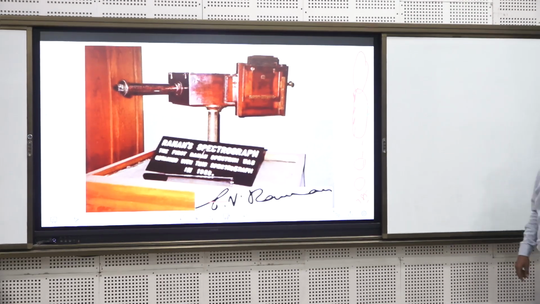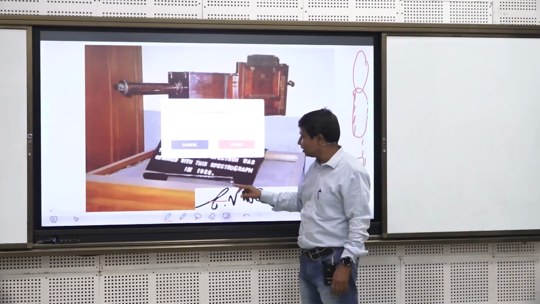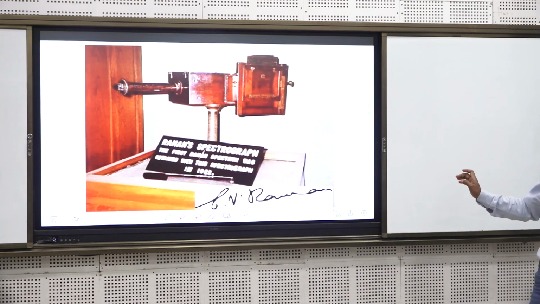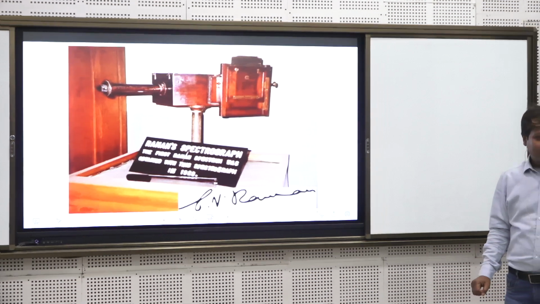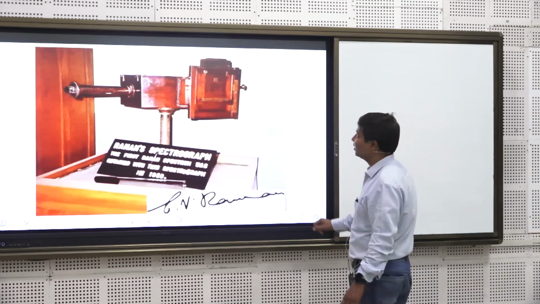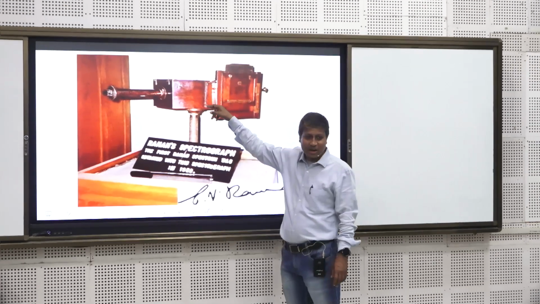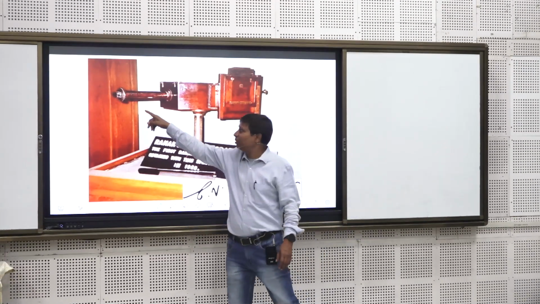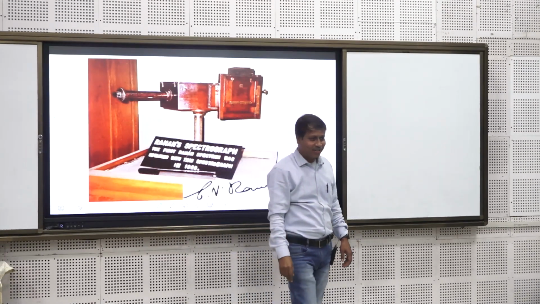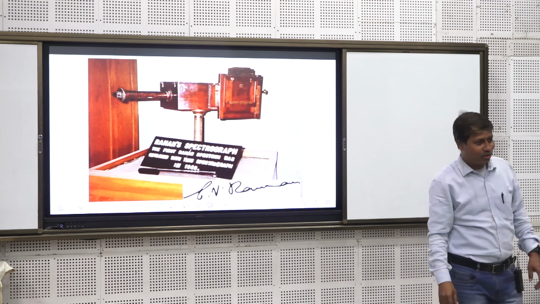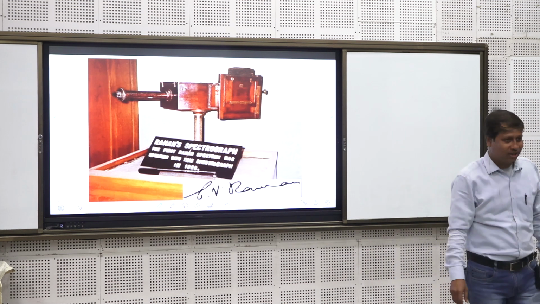On the other hand, this is what Sir C.V. Raman made. It is still there in the Indian Association for the Cultivation of Science. You see, it's just for the sunlight to come in, and maybe some camera lens is there, and maybe he used it to see from there. So this simple machine, now you have a multi-crore machine. Where is the difference?